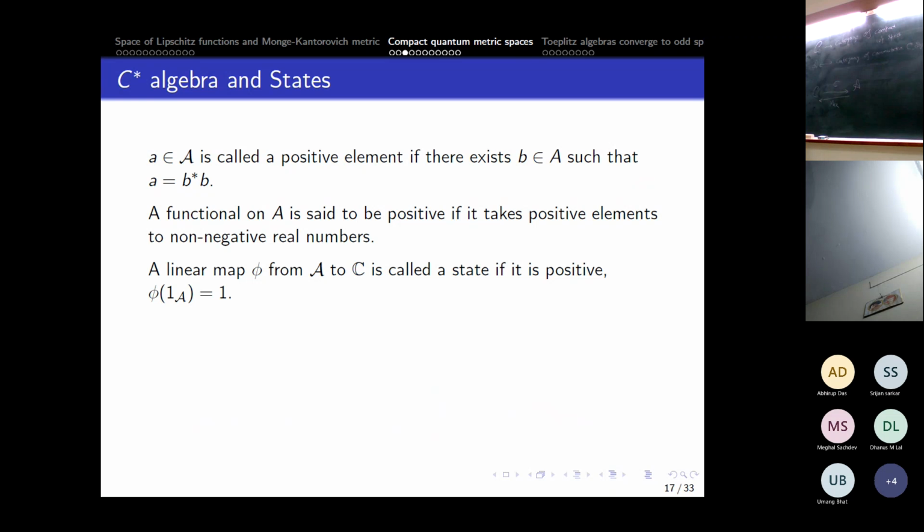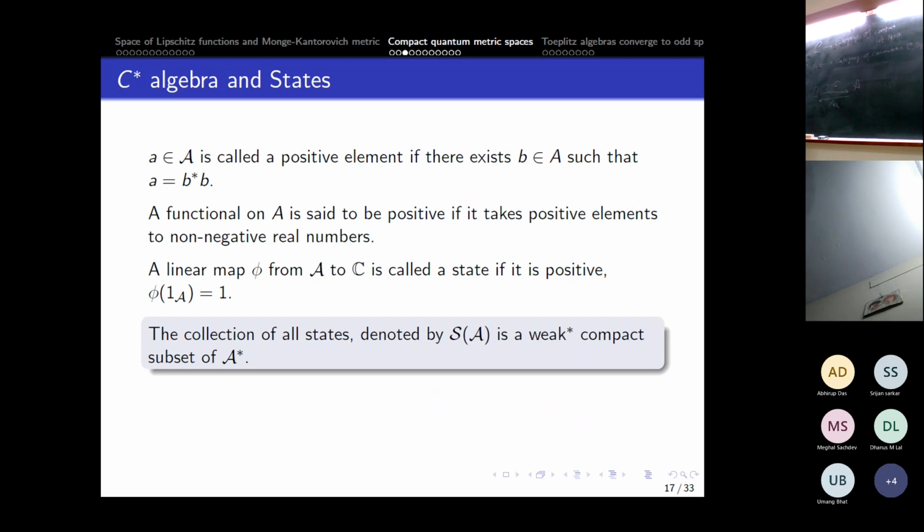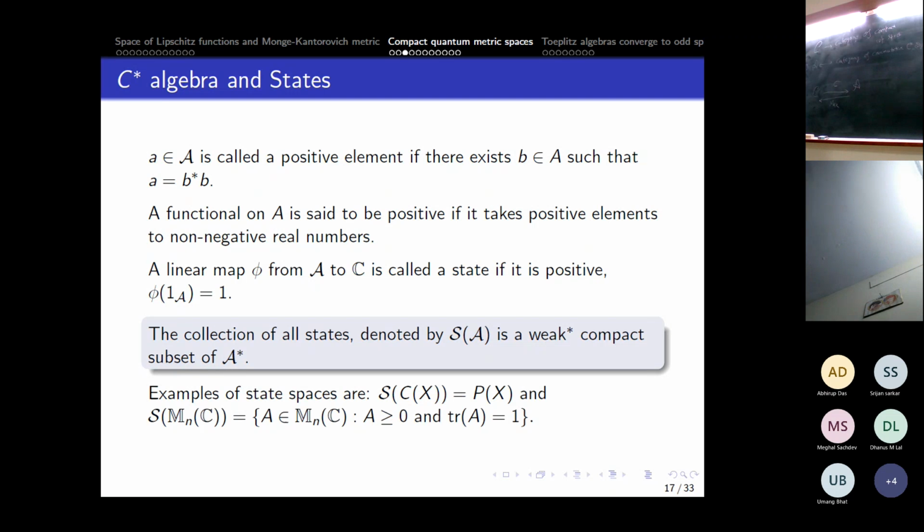The interesting point is that we know in C(X), with the infinity norm, the space of probability measures with the weak star topology is compact. The same is true for the state space also. So if we take the collection of all states of a unital C star algebra, it is a weak star compact subset. And the examples are, as we see, for C(X) it should be the probability measures, and for the matrix algebra it should be what are called density matrices. A density matrix is a positive semi-definite matrix with trace 1.